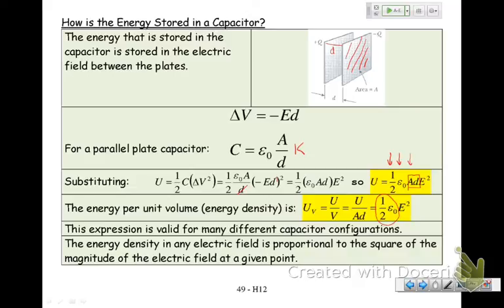Why does this matter? It matters because when you look at a capacitor, how much energy can you store in it? Do I need a capacitor the size of this room, or do I need a capacitor the size of a deck of playing cards? That's the kind of thing that it's useful to be able to figure out. This expression is valid for many different capacitor configurations. We tend to think about parallel plate capacitors, but there are other configurations. The energy density of an electric field is proportional to the square of the magnitude of the electric field at a given point. So, energy density of any electric field.